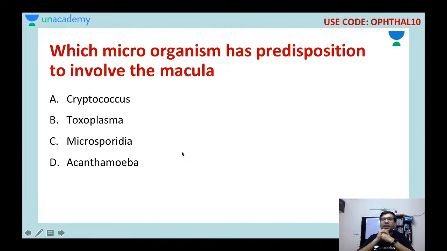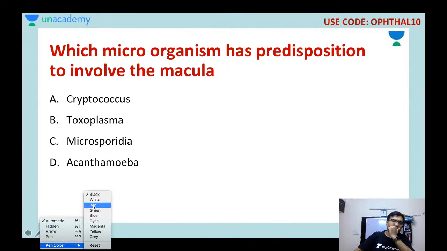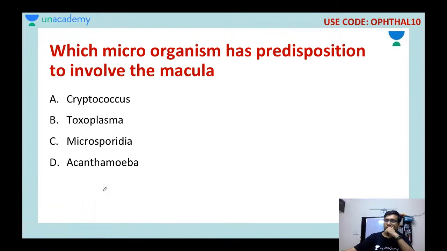Which microorganism has a predisposition to involve the macula? Try to answer. Which microorganism has a predisposition to involve the macula? So remember, the organism which is basically involving the macula is toxoplasma.